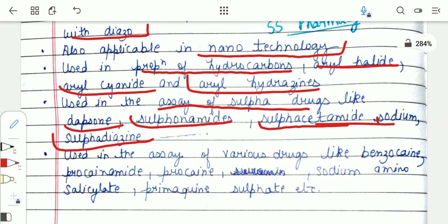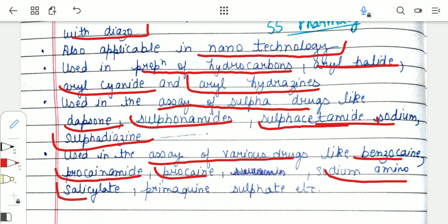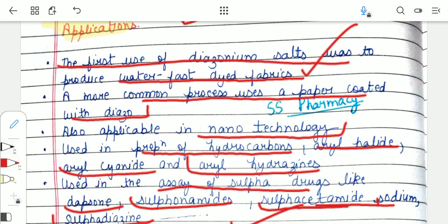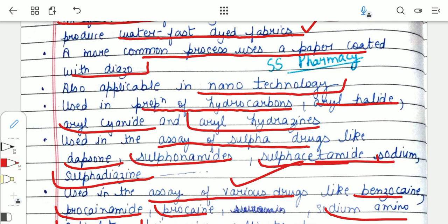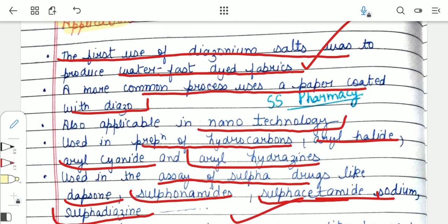sulfadiazine, and they are used in the assay of various drugs like benzocaine, procainamide, procaine, sodium aminosalicylate, and primaquine sulfate. These are just a few examples which I have written. You can find a lot of other examples also. These are just a few basic applications of our diazotization titrations, but the most important one is that they are used for dyed fabrics.